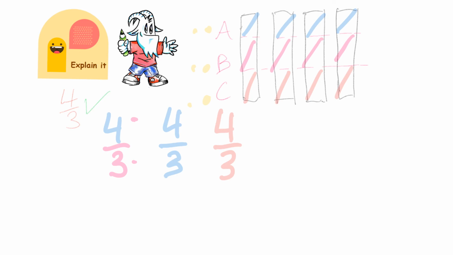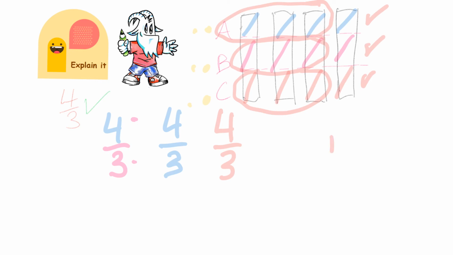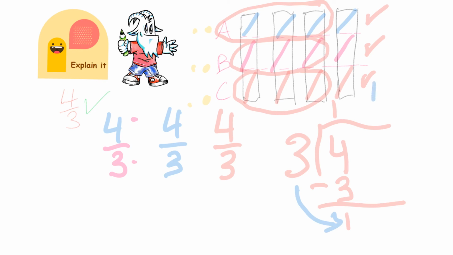I know that 4 thirds means 4 divided into 3 equal parts. So each child got more than 1 brownie, because each brownie is worth 3 parts, right? And there's 1 left over. So 4 divided into 3 means that each child got 1 whole brownie and 1 third as well. And that was a solution to this problem.